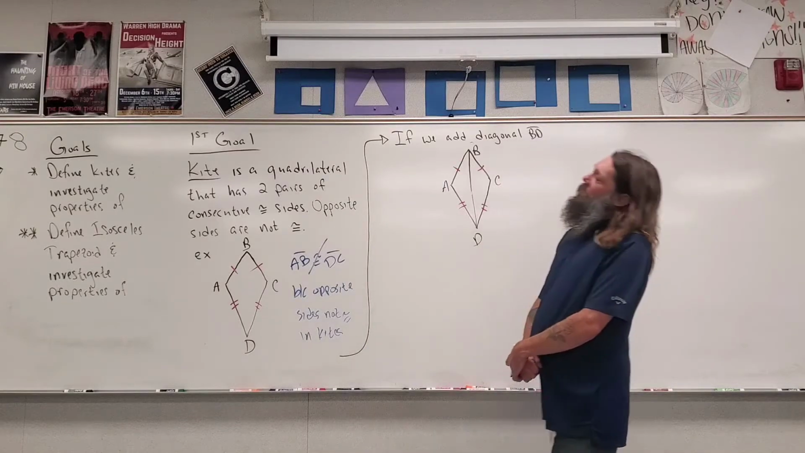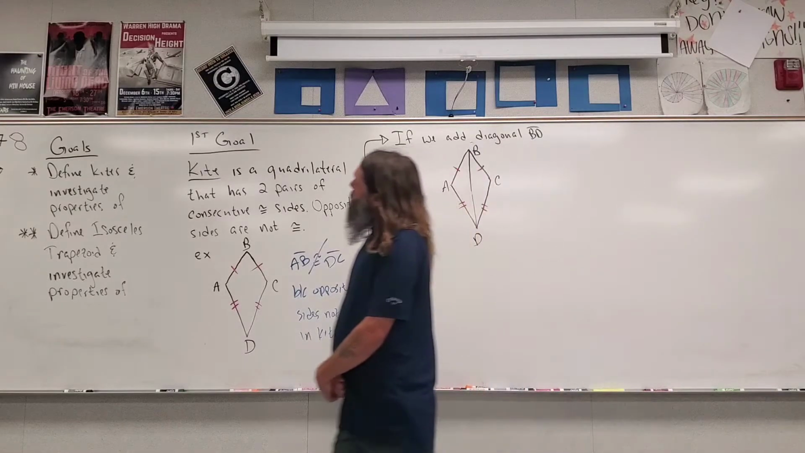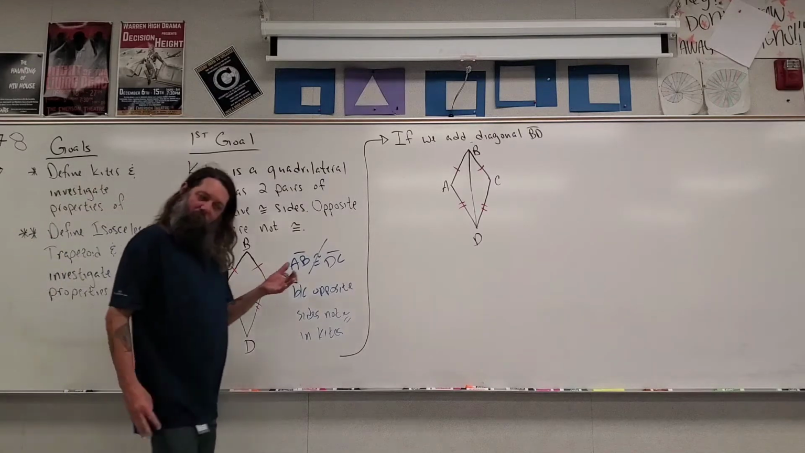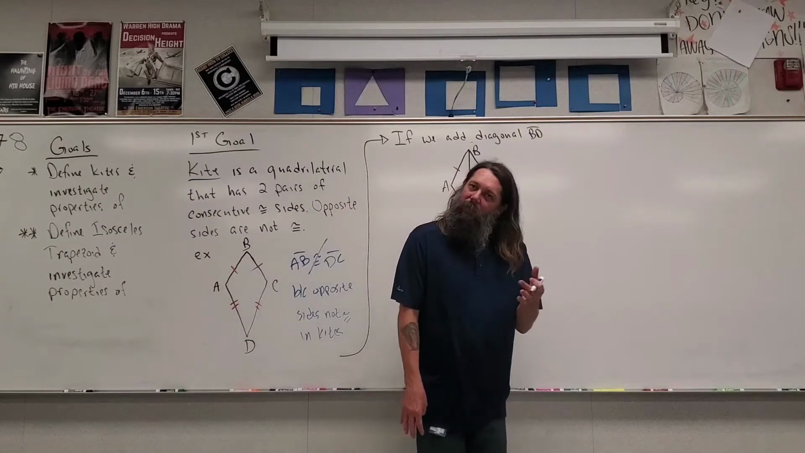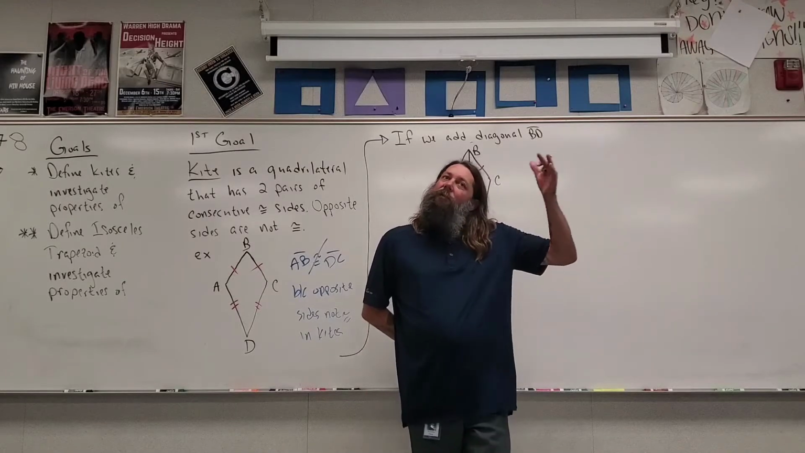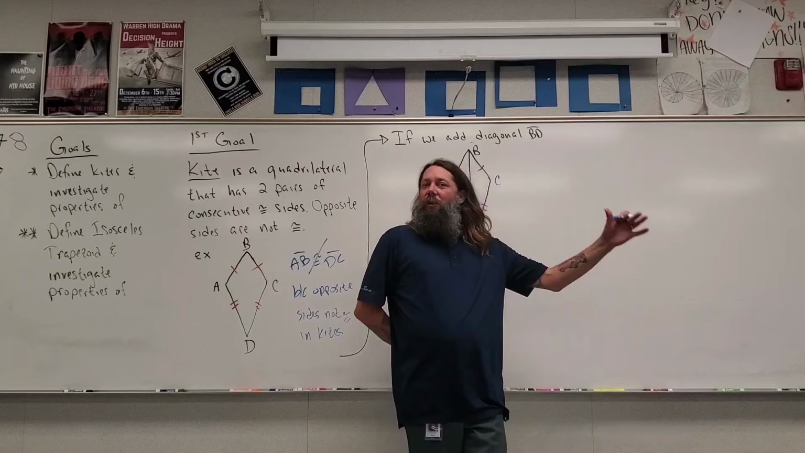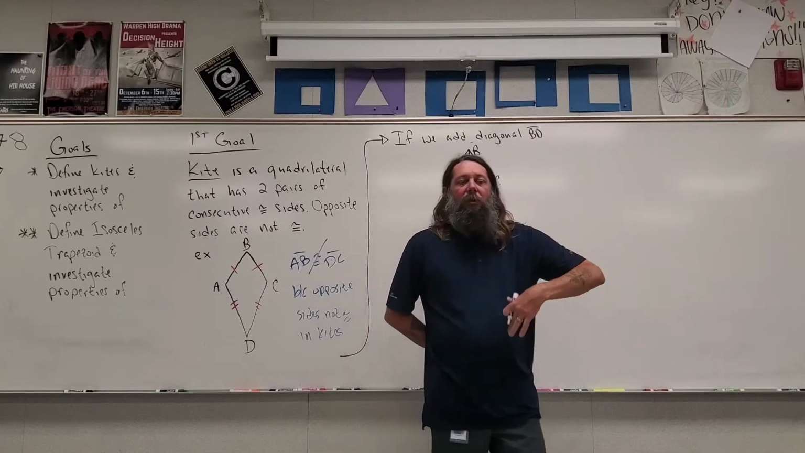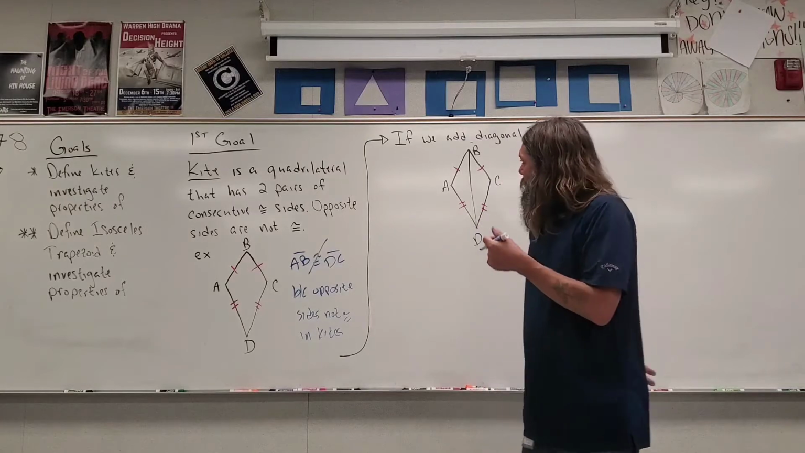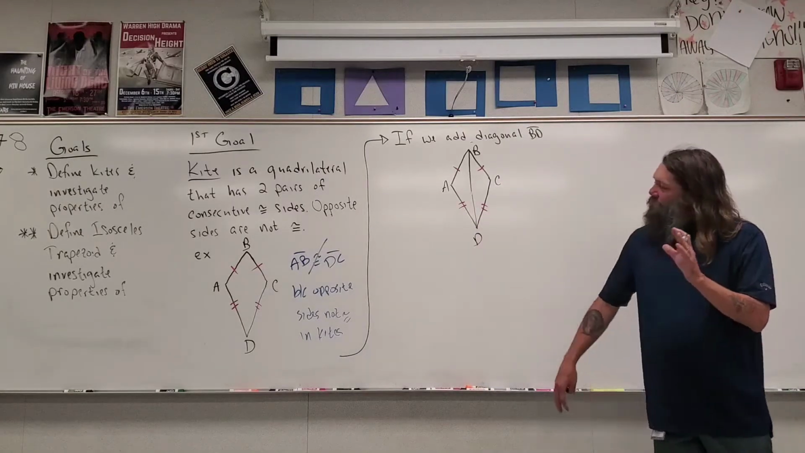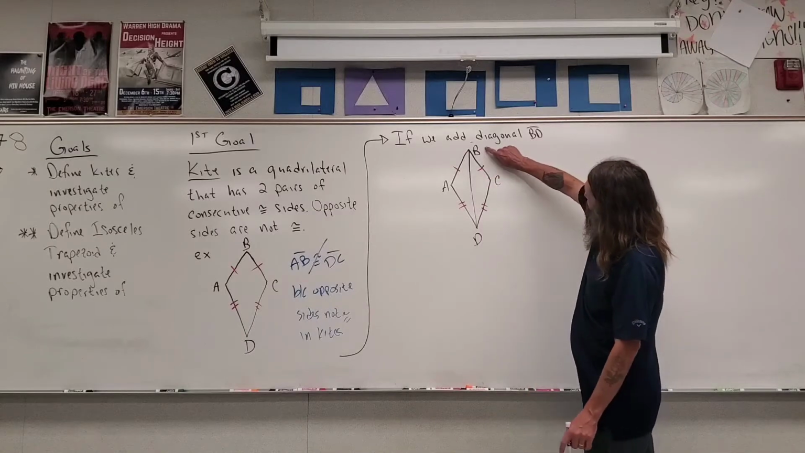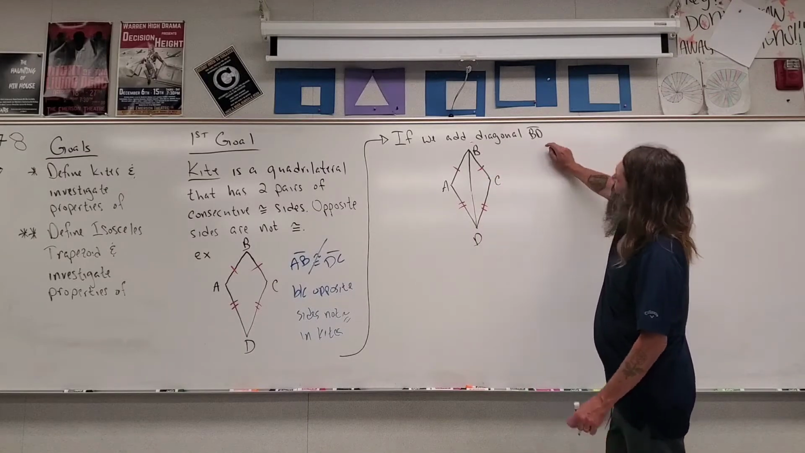All right, so we're going to now investigate the properties of the kite, and just like before, we go to the congruent triangle argument style. Find congruent triangles, argue they're congruent, use the congruent corresponding parts to reach conclusions. All right, and so we're going to add a diagonal. We're not going to start off with 2 diagonals, we're going to add a diagonal. And I'm going to connect angle B to angle D, so I add a diagonal BD.